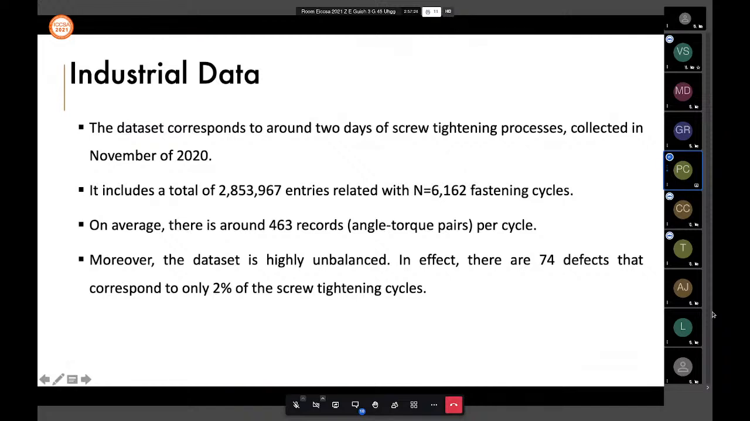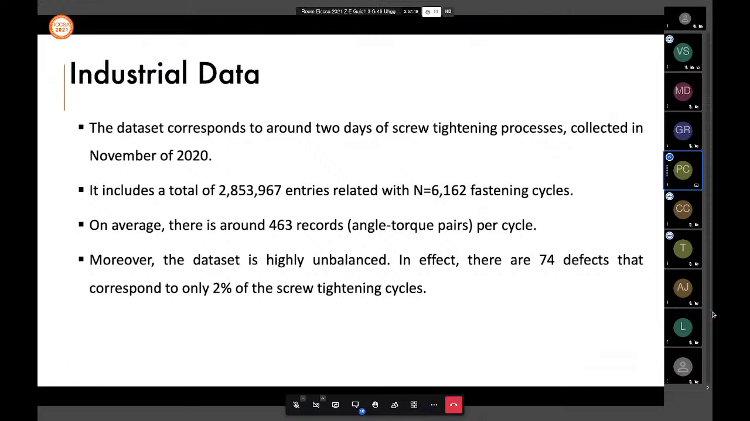So we just worked with 2 days of screw tightening processes, which were collected in 2020. But these 2 days correspond to around 3 million records. And they are related with around 6,000 fastening cycles.